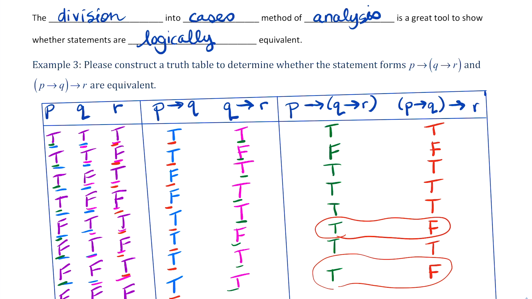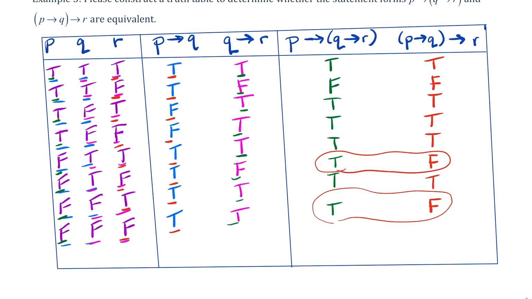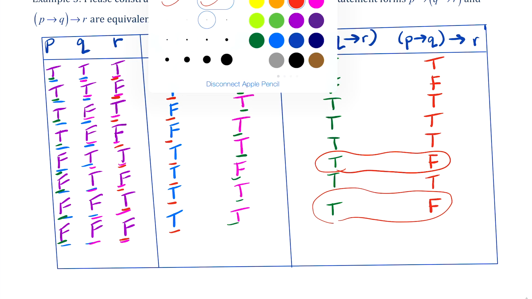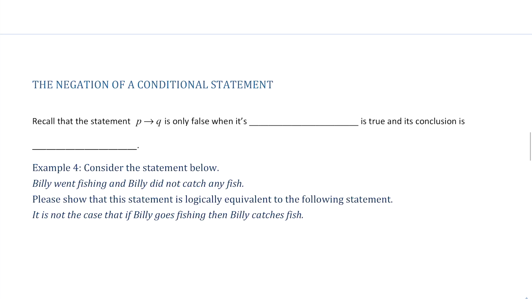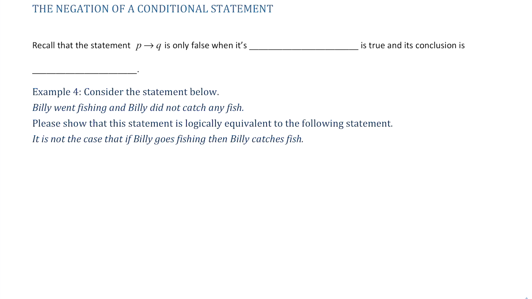So do you see that, we've got different truth values in a few places? Well, 2 places. So therefore, what would we conclude? We would conclude that if P, then if Q, then R is not logically equivalent to if P implies Q, then R. Cool, cool? All right. So, the negation of a conditional statement.